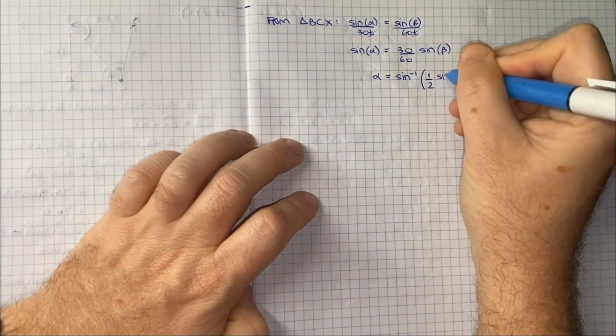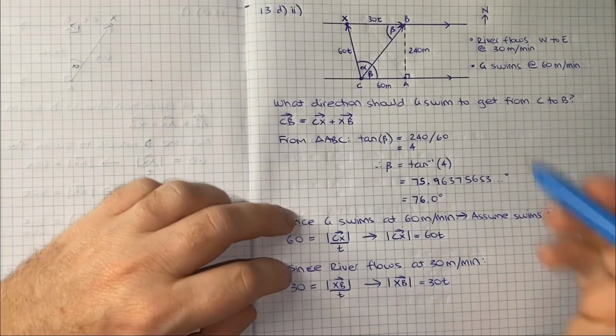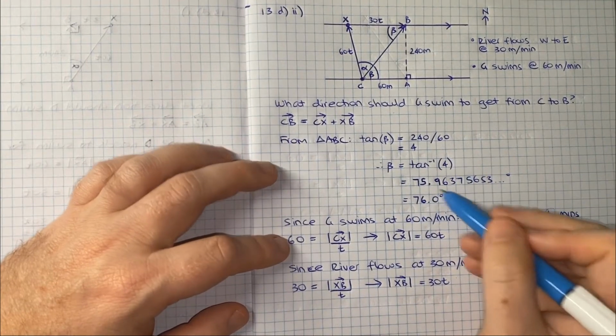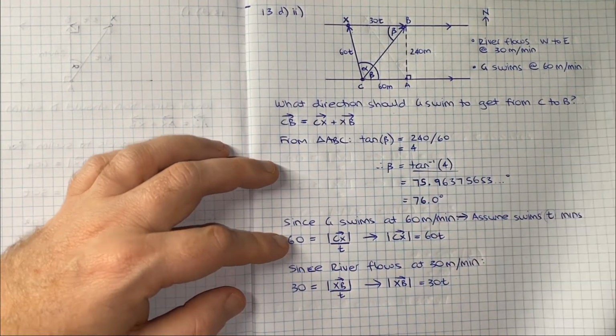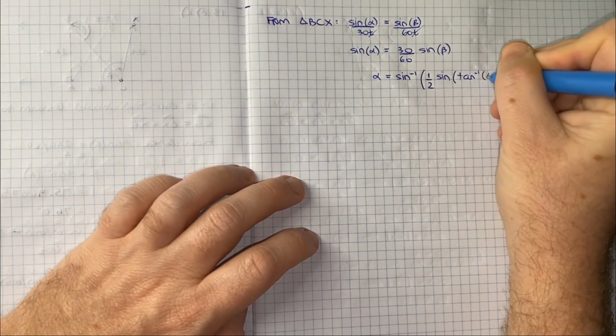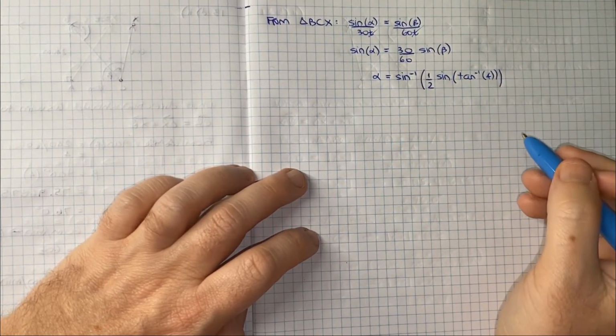And then we've got our sine of beta, which we had worked out was this 76 degrees. Or if you're worried about losing precision, you could just insert the raw inverse tan of 4. So inverse tan of 4. And that way we don't lose any precision in this kind of two-step calculation.